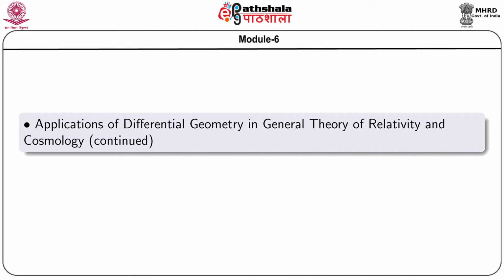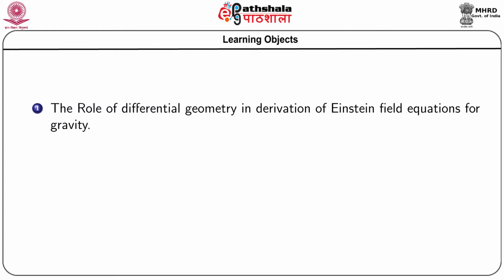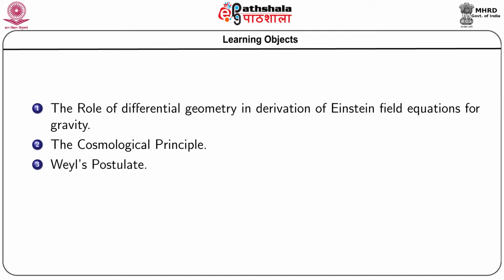So, in module 6 of chapter 10, which is entitled Applications of Differential Geometry in General Theory of Relativity and Cosmology continued, that means it is the continuation of module 5, and here the learning objectives are the role of differential geometry in derivation of Einstein field equations for gravity. The second one will be the cosmological principle, and the third one will be Will's postulate.